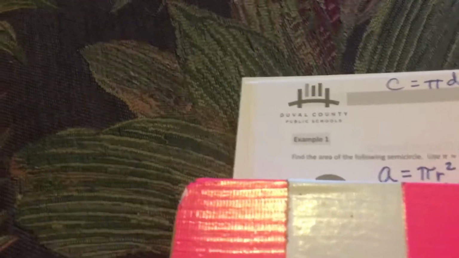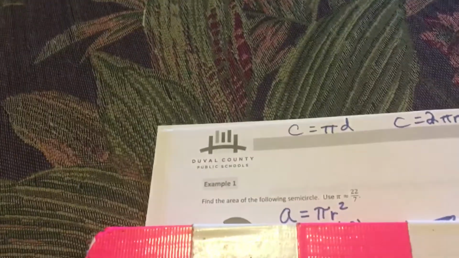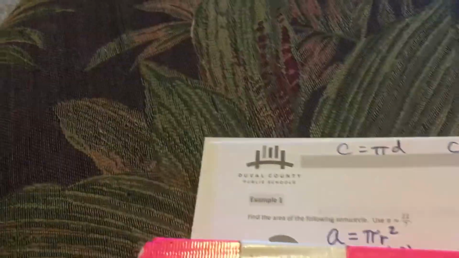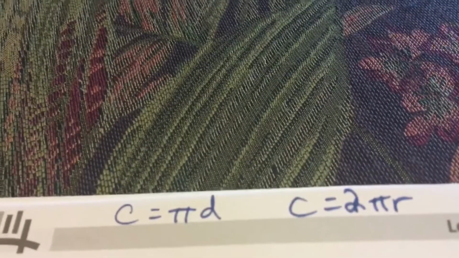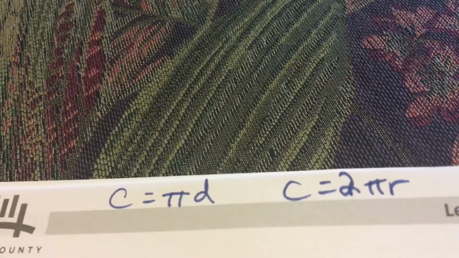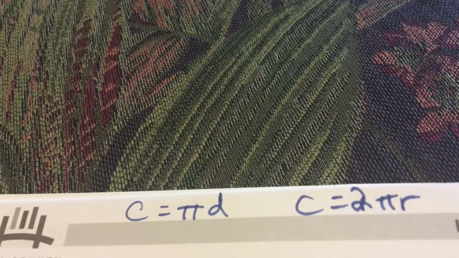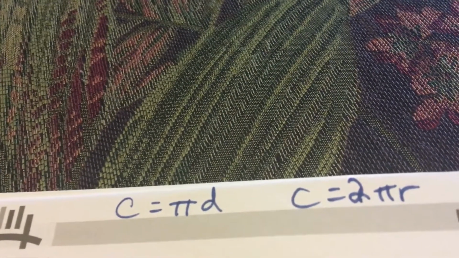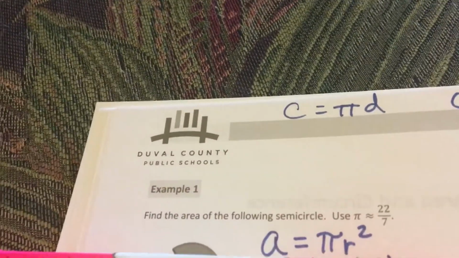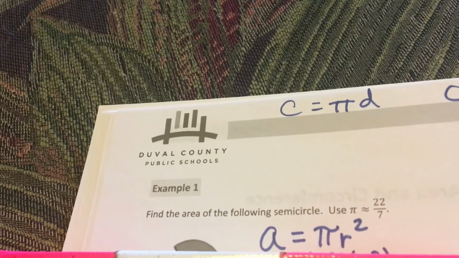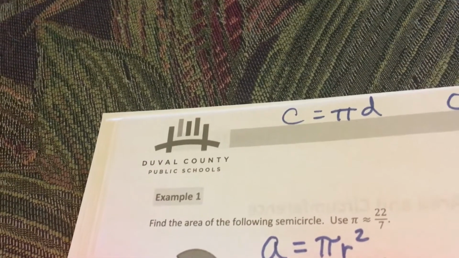On page 109. Go ahead and turn to page 109. Now we're not using these formulas today. You still got to memorize them, but we're not doing circumference today. So let's just look at them and remember those are circumference. Area is the one that has the square, the 2 in the air, squared. So that's the one that's area. So let's look for area. Go ahead and write the formula for the area of a circle. It says find the area of the following semicircle. Use pi equals 22/7. We're going to go fast.